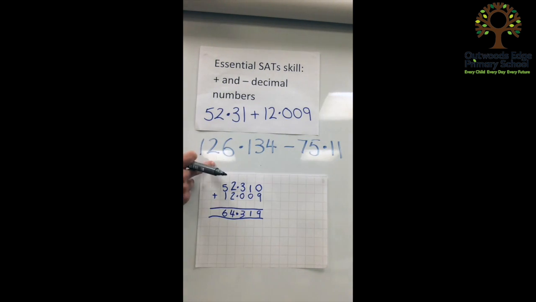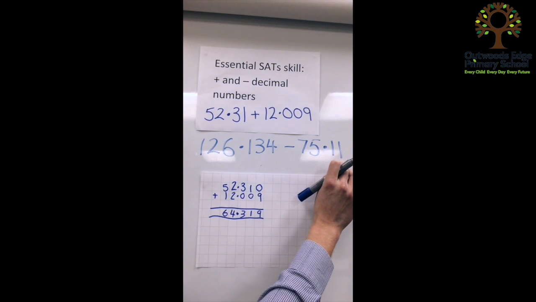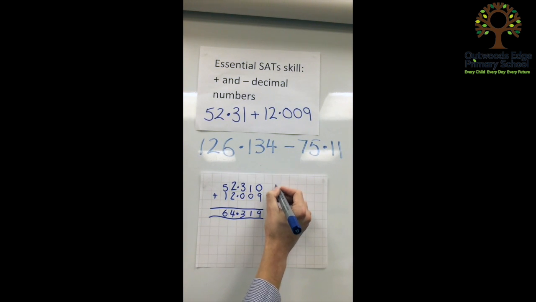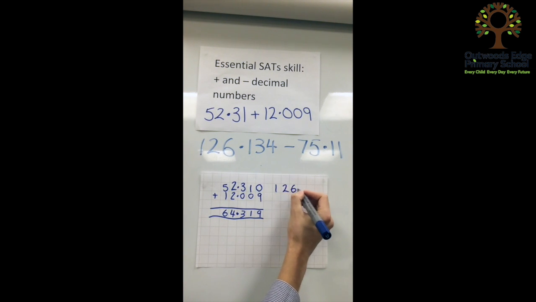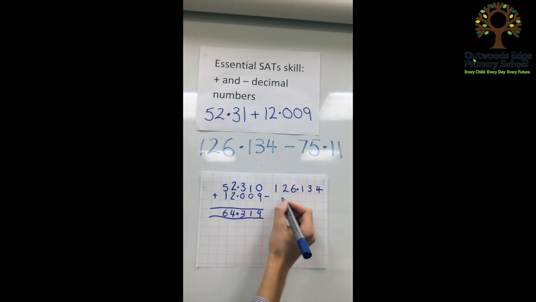So although it looks at face value like quite a difficult problem, it's no harder than adding 5-digit whole numbers. For the subtraction, I've chosen a slightly trickier one here on purpose. Again, we've got 3 decimals here and only 2 on this side. If the children set it out using their squared paper, this time we're taking away.